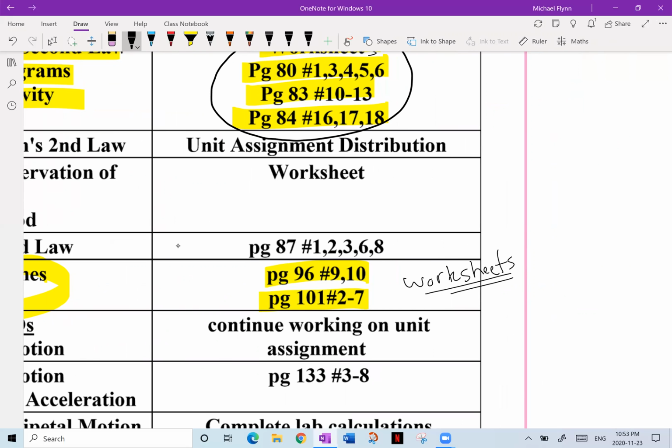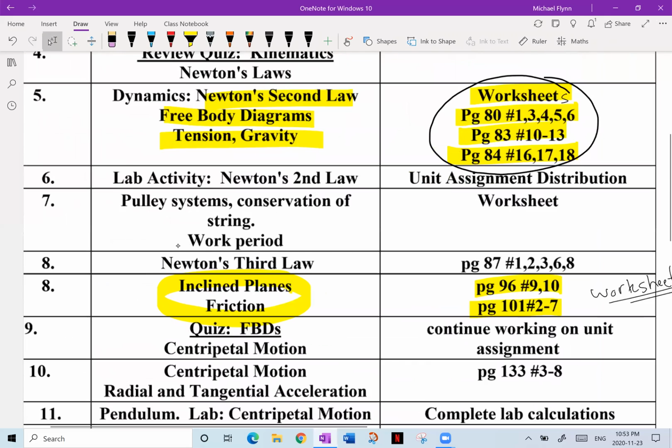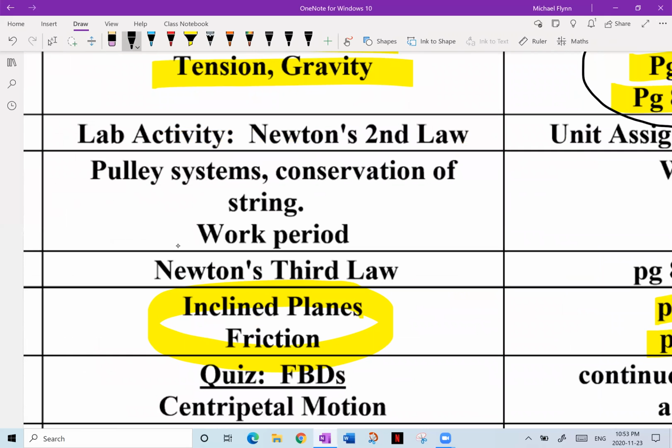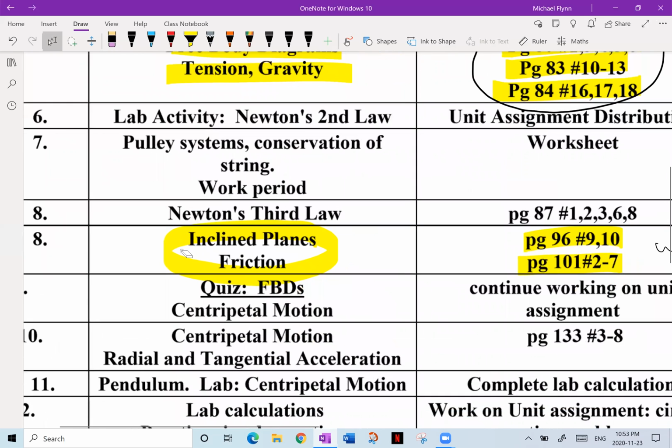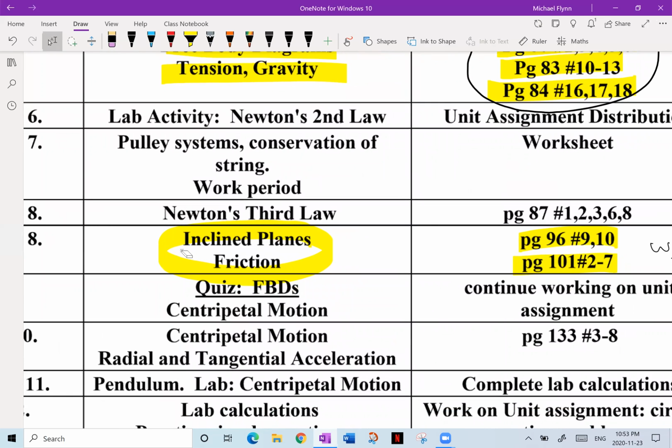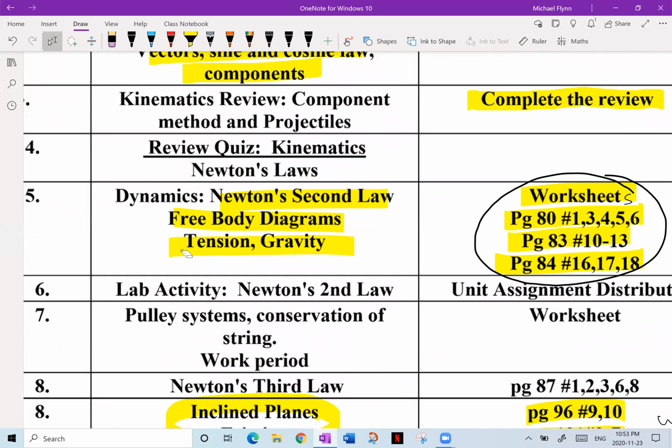Then I'm going to go back and we will do the pulley systems and so on that you see here, and conservation of string, which is part of doing pulley problems. So pulley problems we'll do separately, and then there are a couple of other things I'd like to talk about before we get on to circular motion. So we'll get through it.